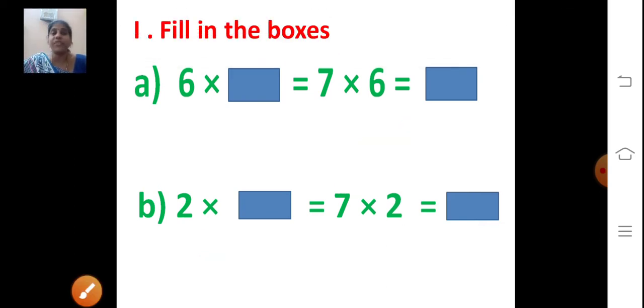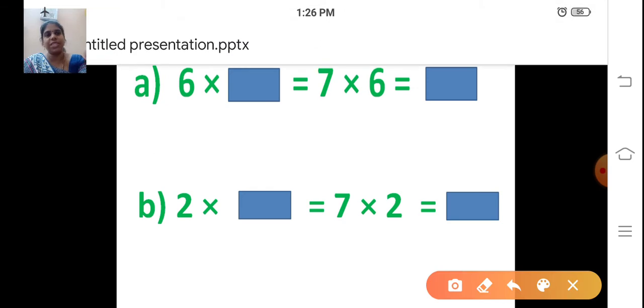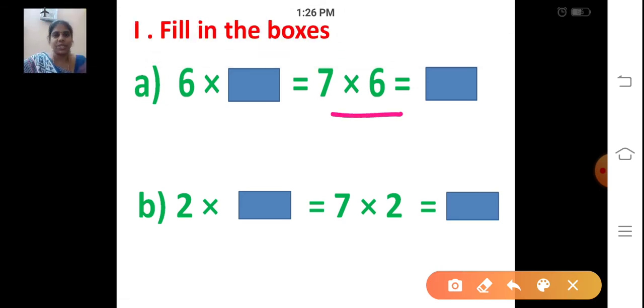So first sum, fill in the boxes. We are going to fill in the empty boxes. First sum is A: 6 into dash is equal to 7 into 6. So we know 7 into 6 here. Shall we change the order now? When we change the order also, the product will be the same, isn't it? So 7 into 6, just change the order.